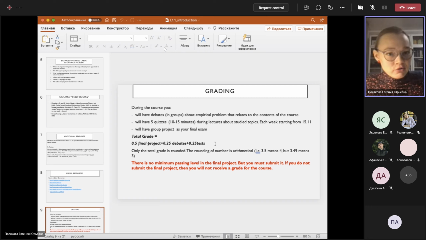Debates will be in groups. Then we have 5 quizzes. It will be really small, like a 10-15 minute test in LMS, about topics that we learned during the lectures and during the seminars.